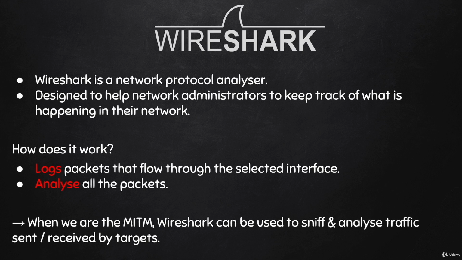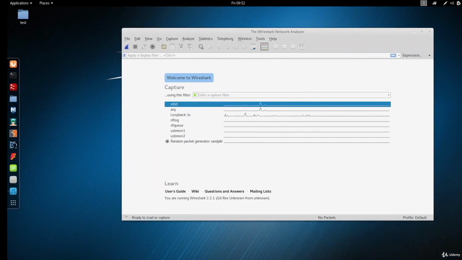So if you started a fake access point, you can start sniffing on the interface that's broadcasting the signal, and you can capture all the packets sent or received by anyone who's connected to that fake access point. If you became the man in the middle using ARP spoofing, then just select the interface that you used when you launched your ARP spoofing attack.